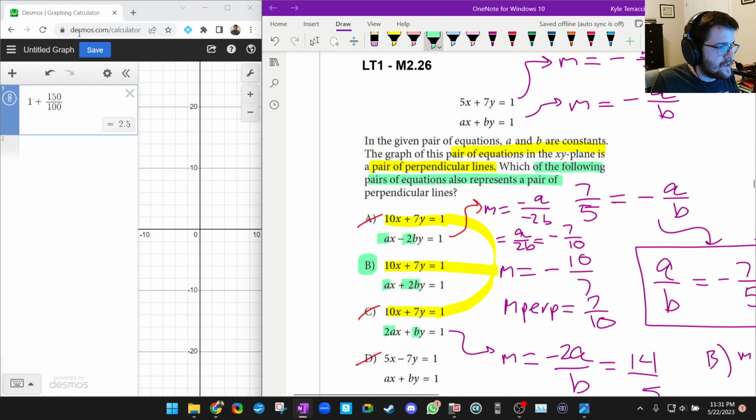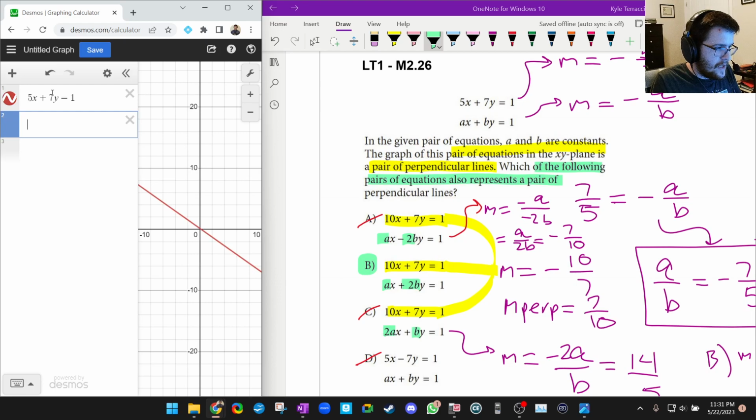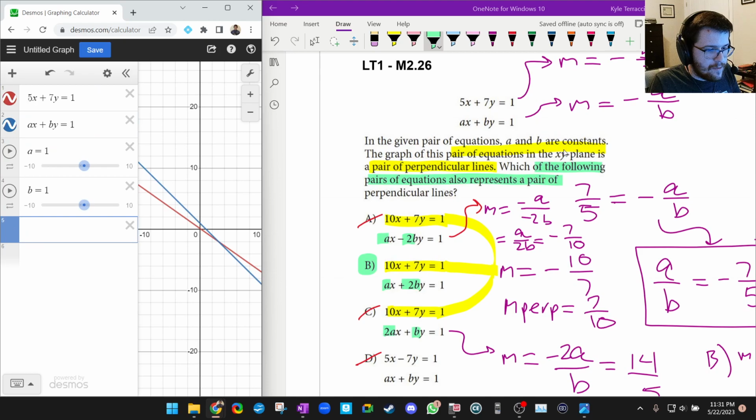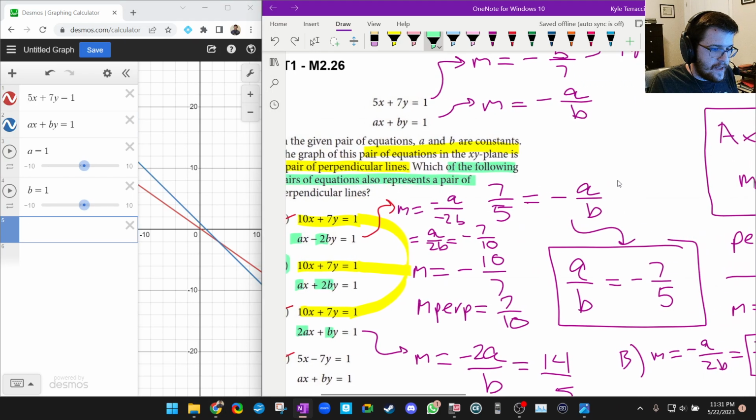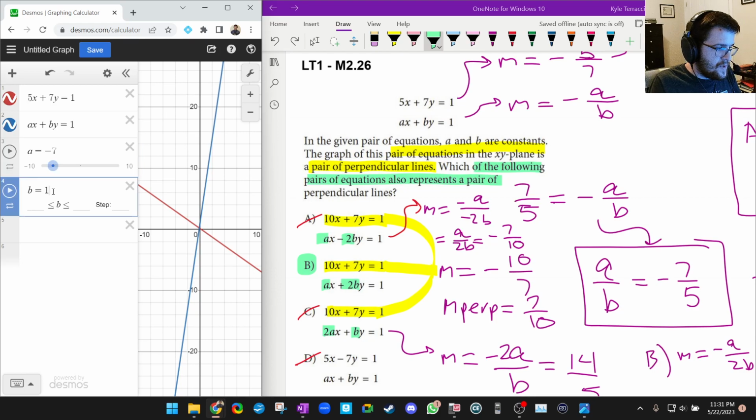Let's see if Desmos is any help. So we have 5x plus 7y equals 1, and ax plus by equals 1. And why don't we say a is -7 and b is 5. Boom, perpendicular.